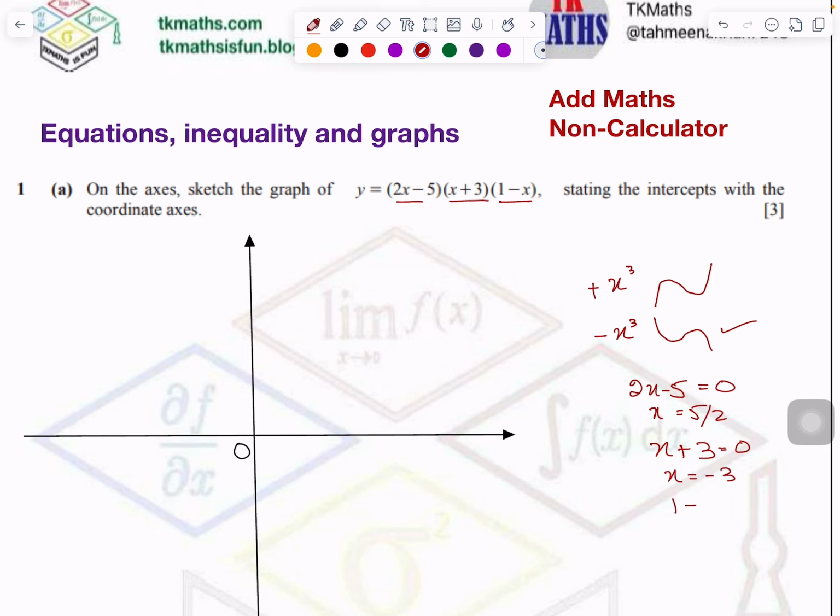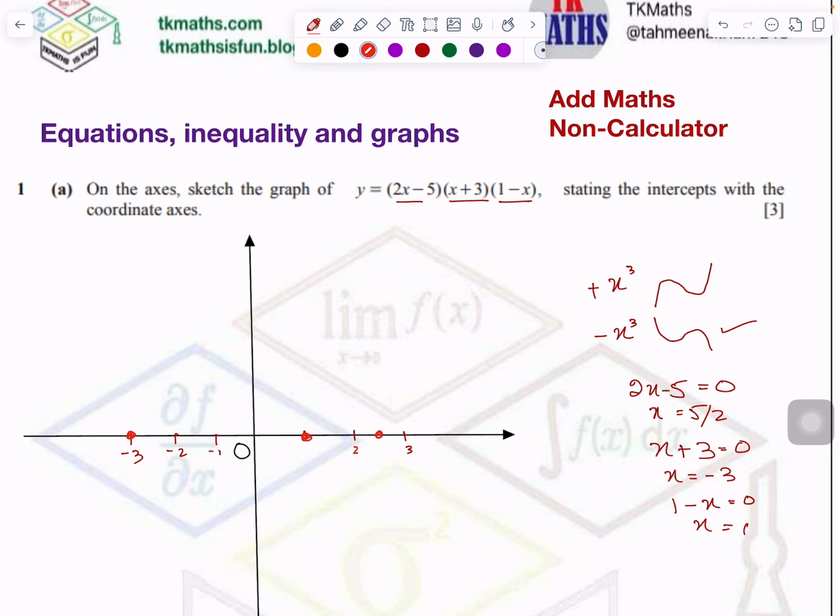It means these points will be on the x-axis. So let me mark here 1, 2, 3. Here minus 1, minus 2, minus 3. So the first root is at x equals 1, which will be passing through here. Then minus 3 will pass from here. Then it is 5 upon 2, it will pass through here.